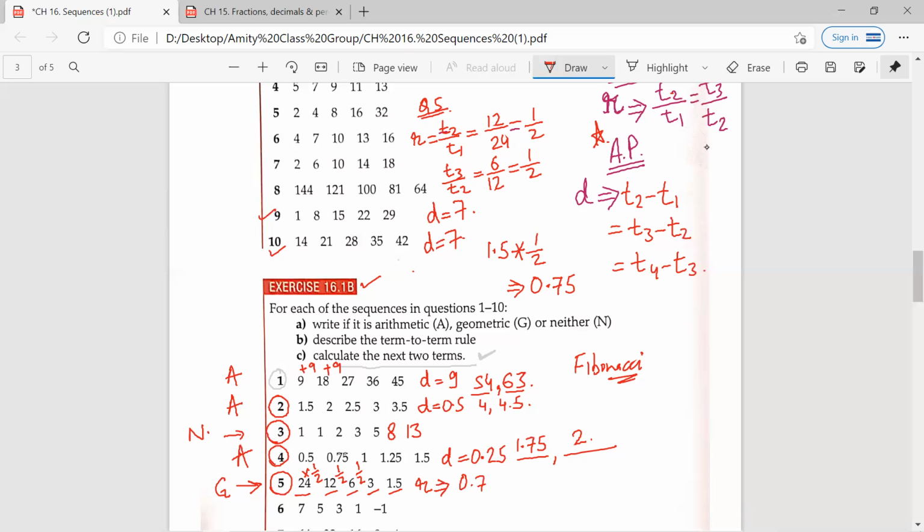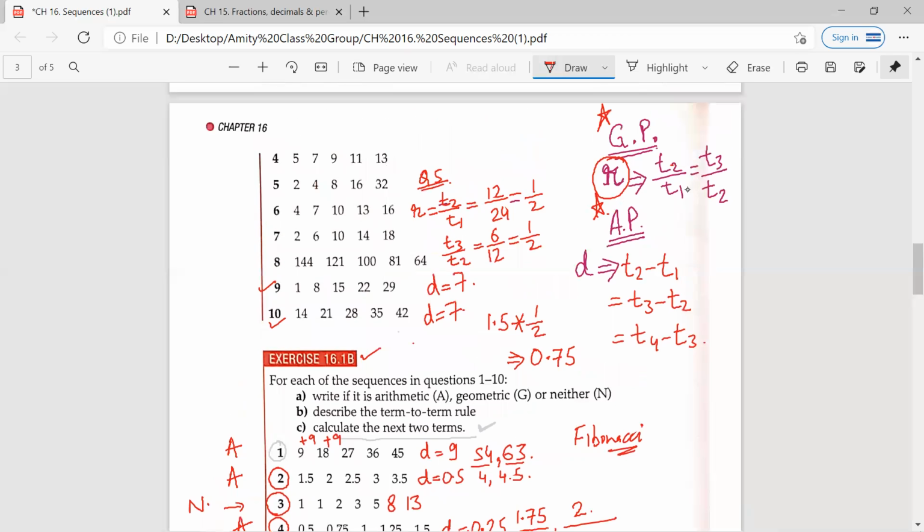Yes, sir. I got everything else correct except the ratio. See, that is what I'm trying to tell you during these last two lectures. This is confusing, especially when you are discussing geometric progression. It becomes confusing. It is always T2 by T1.